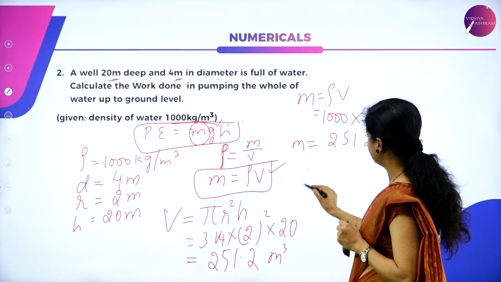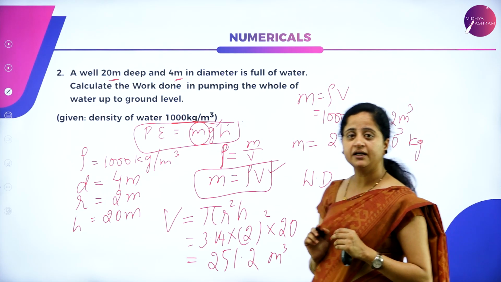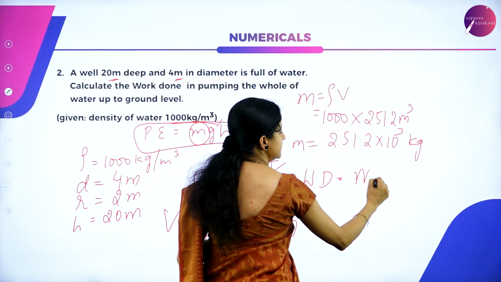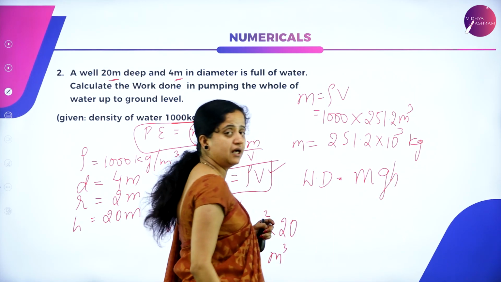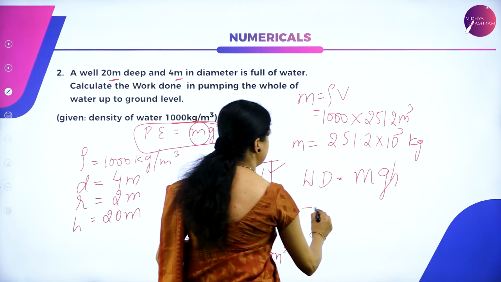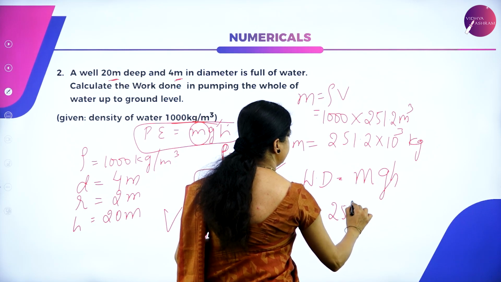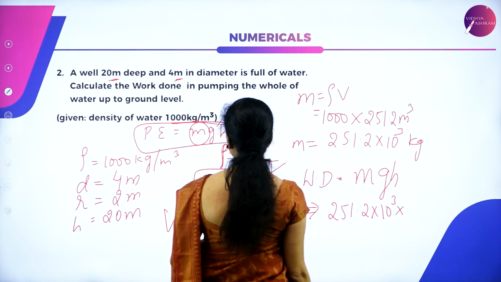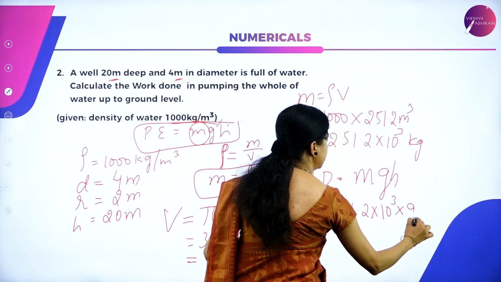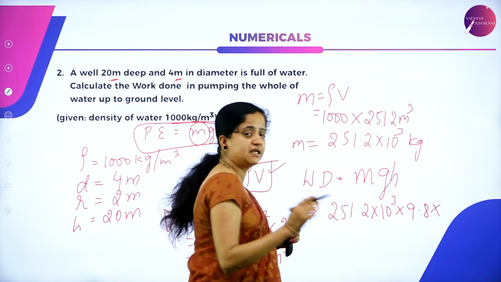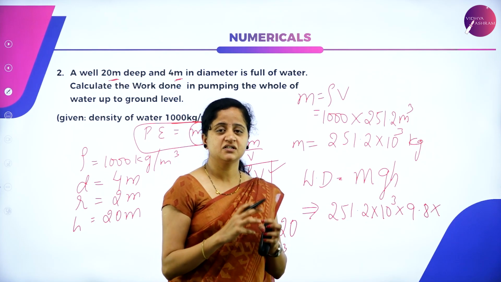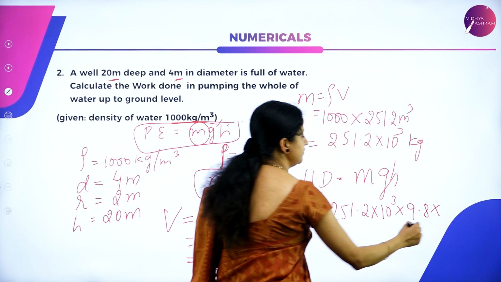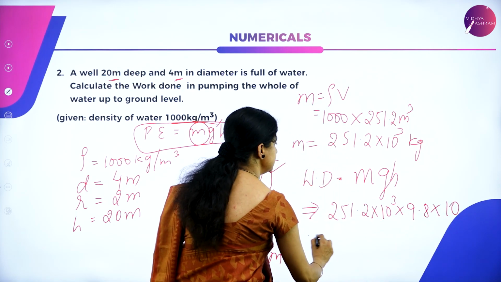Now let us calculate the work done. So work done, as it is stored in the form of potential energy, we can make use of the formula mgh. So what's the value of m? It is 251.2 into 10 power 3, and the value of g is 9.8, and on an average we are calculating what is the work done to bring the water up to the ground level. So on an average value we are considering the value of h as 10.